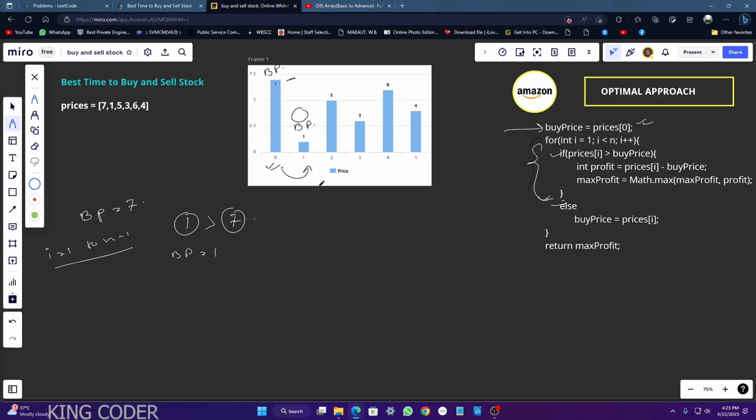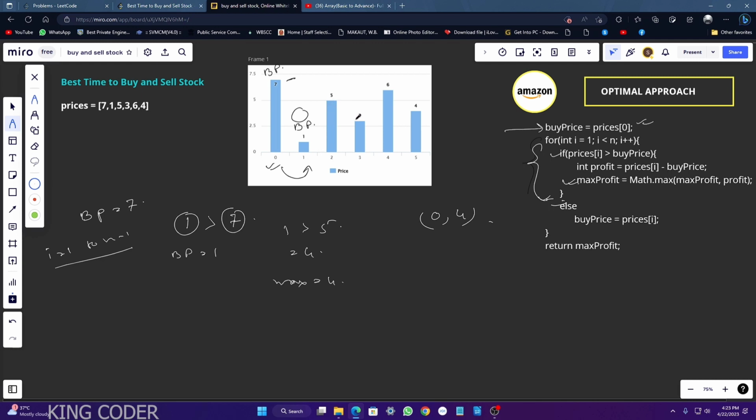So the for loop will come to 2. For i equals 2, prices of 2 is 5. So it will check whether 5 is greater than 1. It will say yes. So it means I found a profit, and the profit is 4. Now we will check max. Initially max is 0. So it will check 0 and 4, which is the max. It will say max is 4. So in the max variable it will store 4.